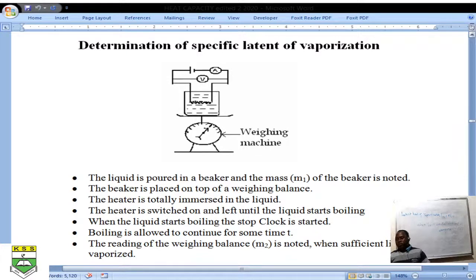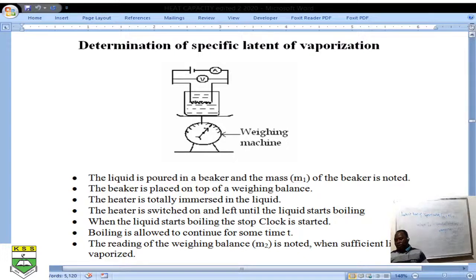So what we do, a liquid is poured in a beaker, and the mass M1 of the beaker is noted. Hoping you can see that on the diagram.